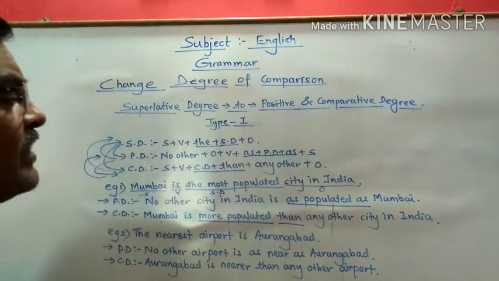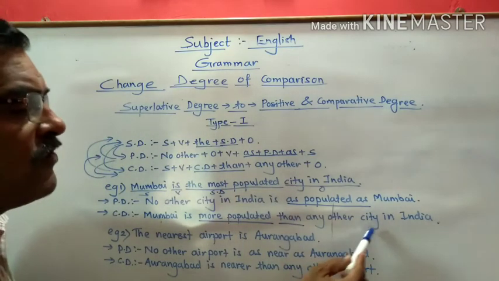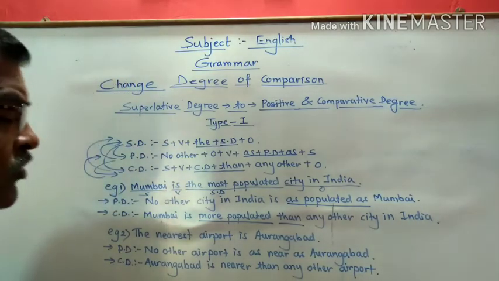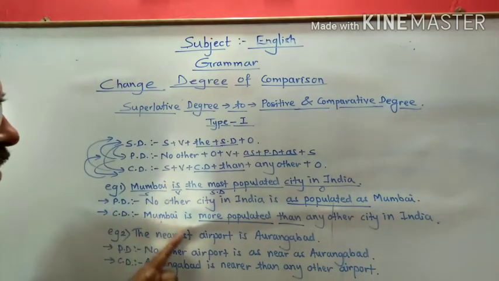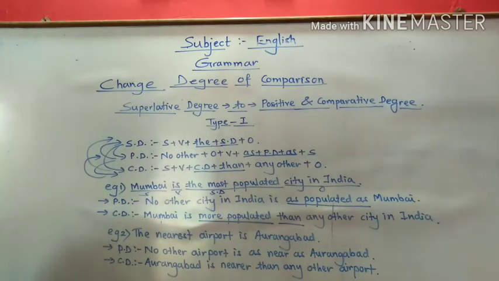And again with "than", what have we taken? We have taken "any other". And with "any other" we have taken the object, and the object part is "city in India". So the comparative sentence is: Mumbai is more populated than any other city in India.